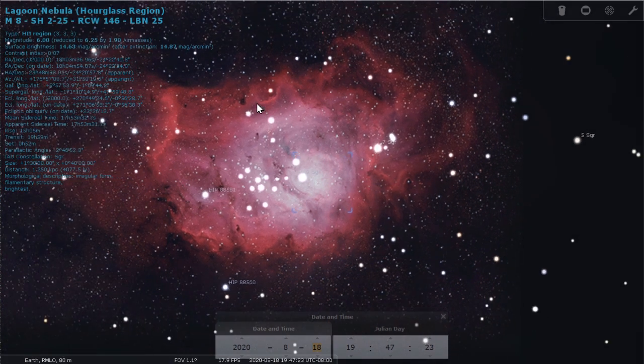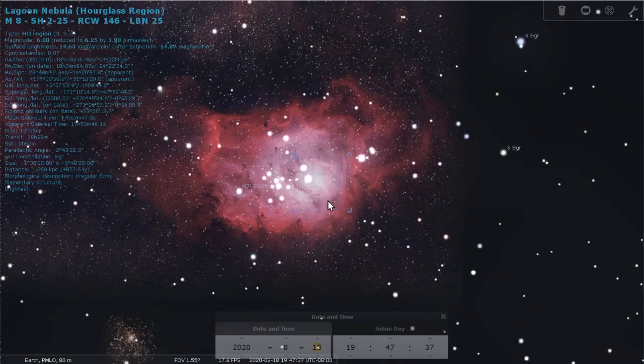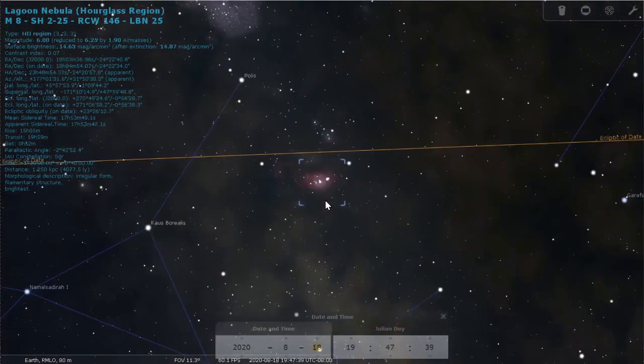And so, yeah, this object is a great one to spot. I recommend using lower magnification, and by that I mean don't go over 100 times magnification when looking at this object. That will help you see a broader field of view here. So I highly recommend spotting that one as well.